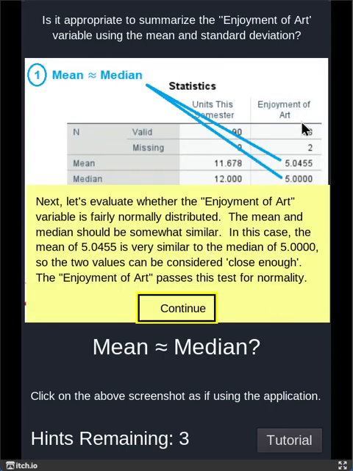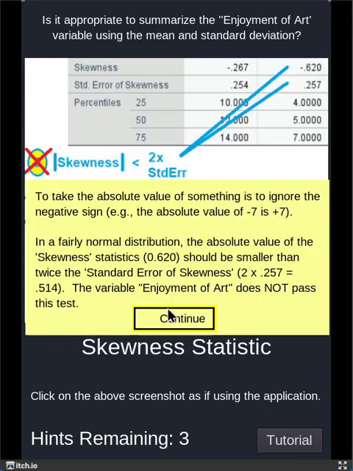Looking at enjoyment of art, comparing the means and the median, it was amazing how close they were, especially because we know, having gone through this before, that it's a skewed distribution, but mean, median, very similar. Then we looked at the skewness and compared the absolute value of it to twice the standard error of it. So we looked at that 0.620, and we saw that, yeah, that's bigger than 2 times the standard error of 0.514. So we're like, doesn't pass this test.